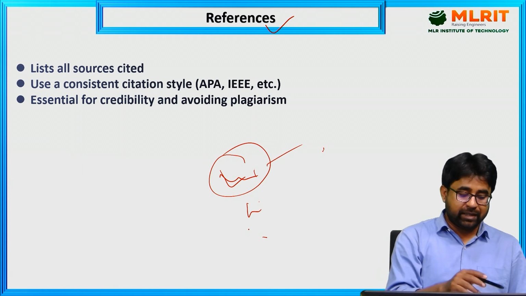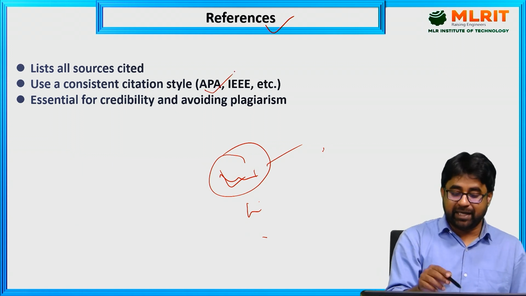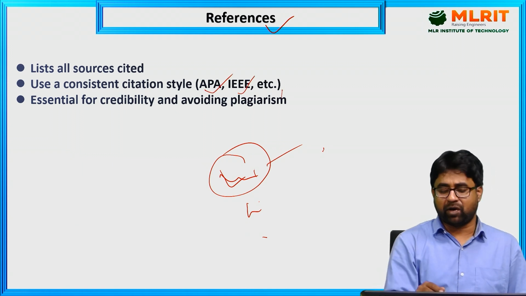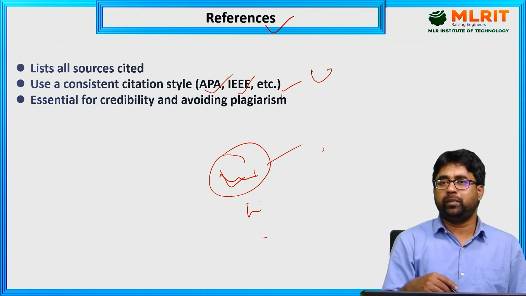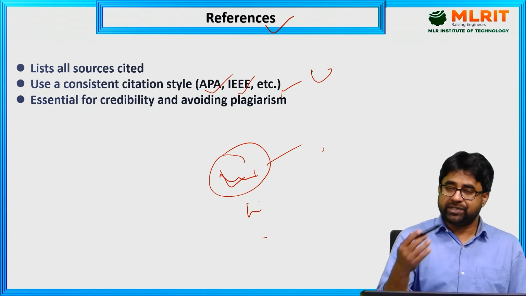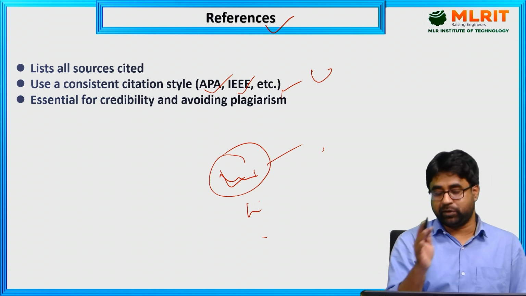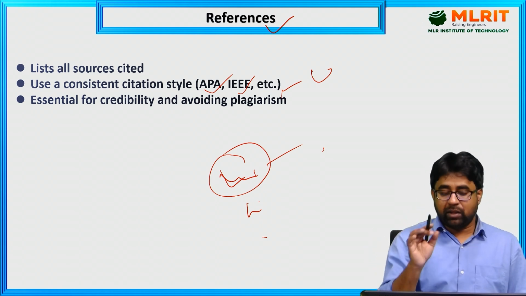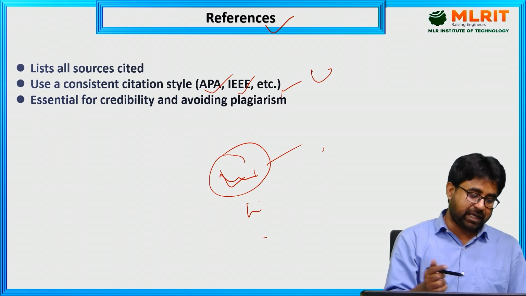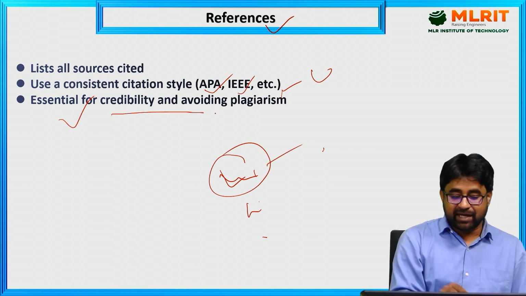Now, there are different types of reference format: APA, IEEE, MLA. All these formats are there. Most of the time, your institution would tell you to follow a particular referencing style. You have to maintain uniformity throughout the entire document. All the references should be in that particular style only, and it is very essential for credibility and avoiding plagiarism.